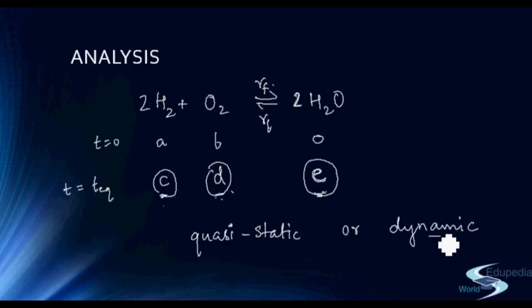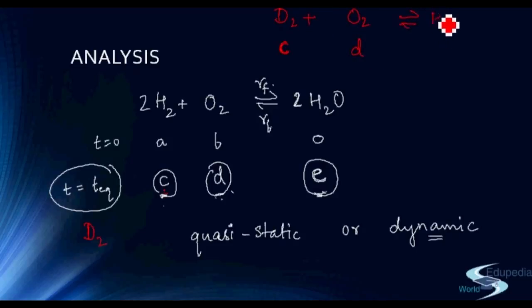So one type of question is that at t equilibrium, at this time, instead of H2 I introduce deuterium, an isotope of hydrogen, D2, in my system. So replacing H2, I have introduced D2. What this means is, instead of having C moles of H2, I have somehow managed to get rid of all this H2, and now I have D2 in the same exact amount, that is C moles of D2, which is reacting with O2 in D moles quantity, and there is water present in E moles quantity.